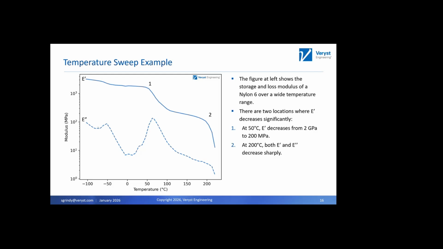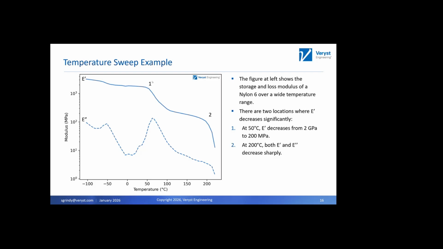And then the loss modulus is essentially a measure of the viscous energy dissipation that the material undergoes during one oscillation cycle. Essentially, that's why it's called the storage modulus. We have elastic energy. In the loss modulus, we have lost viscous energy. And as we increase the temperature, there are two things that I want to call out here. There's point number 1 and point number 2.